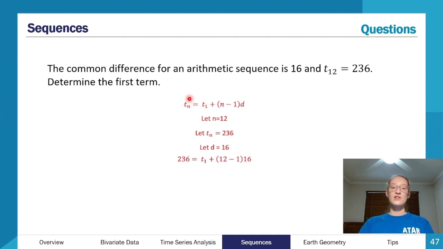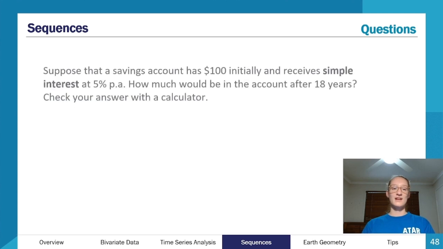So now I can substitute in because TN, we've said, is T12, so that's 236, is equal to T1 plus bracket 12 take 1 bracket 16. So now it's just a matter of solving and isolating T1. So I'm going to do 12 take 1 gives me 11. 11 by 16 gives me 176, and then to isolate T1, I subtract 176 from each side, which means that T1 is 60, which is awesome because I've already found term 1 now, which is really, really good. So that's how I would approach that question there.